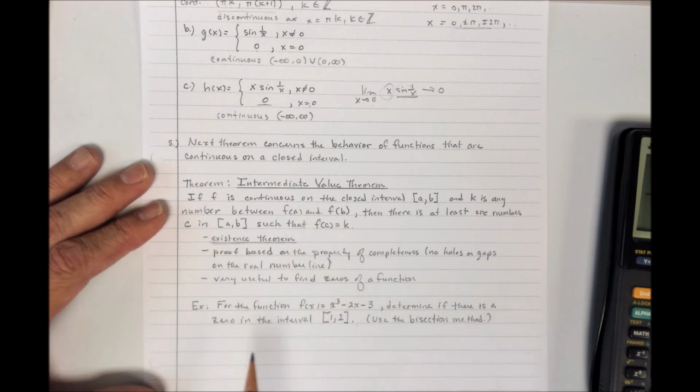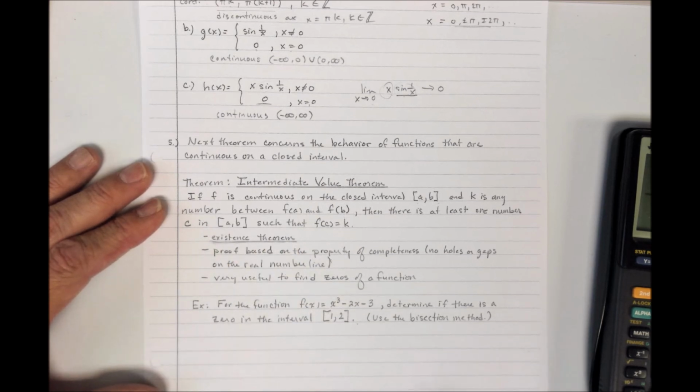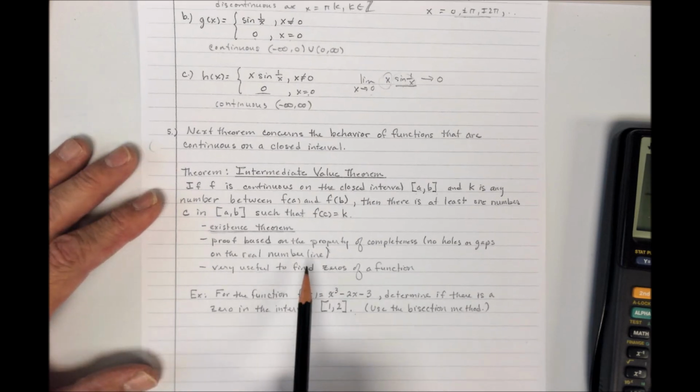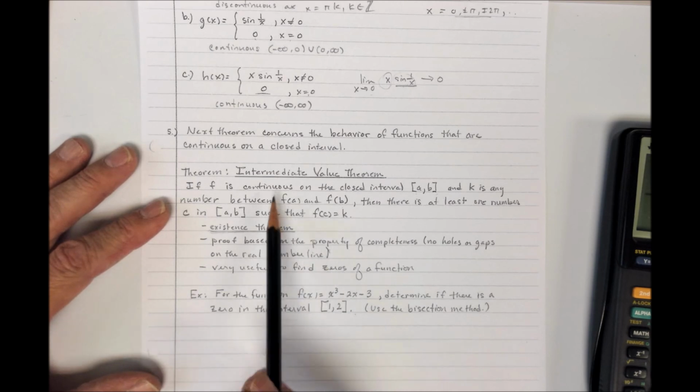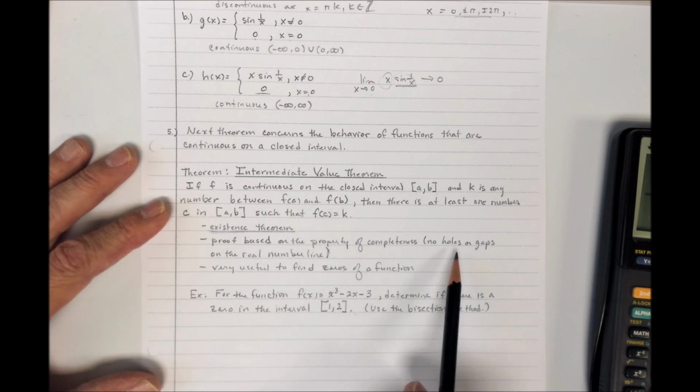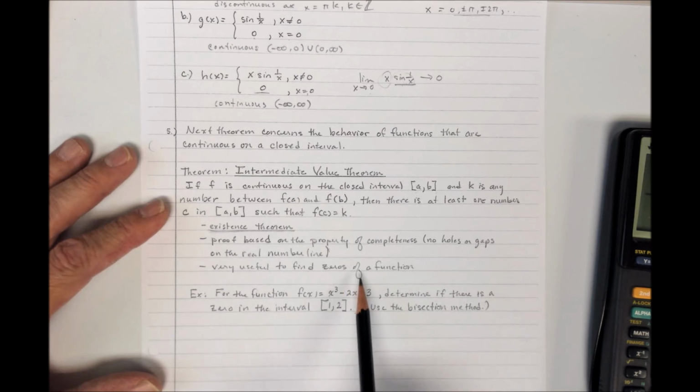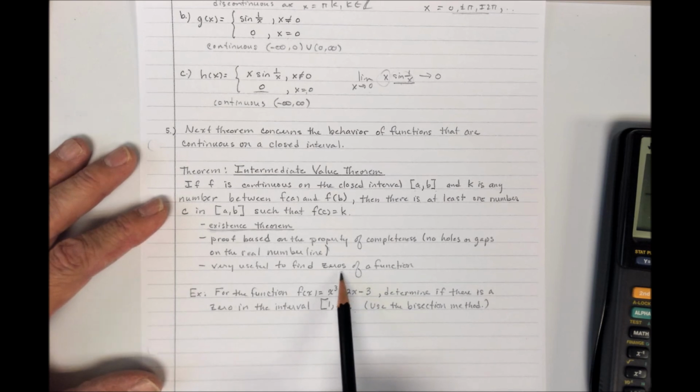Okay? An existence theorem tells us, hey, it's there, I just don't know how to tell you how to find it. And this proof is based on what we call the property of completeness. That's the idea that you have a function that's continuous. There's no holes or gaps on the real number line. And this is really a convenient way, before technology improved so much, to help us estimate zeros of a function.